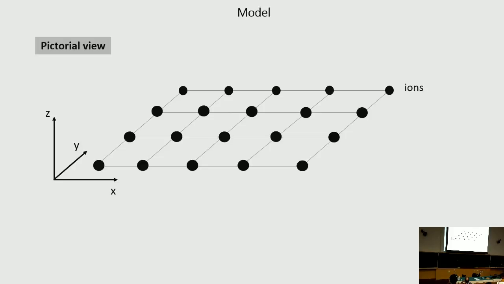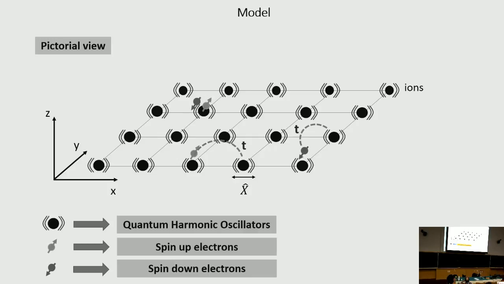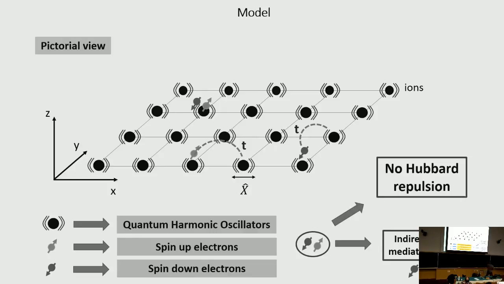We have a lattice. In this lattice we have ions, and I allow these ions to vibrate around an equilibrium point. In other words, we have quantum harmonic oscillators on each site. And I have electrons, and these electrons can hop from site to site, and these electrons can interact with the ions. But for a while, I will not include the Hubbard interaction, because this model is already too complex to analyze. But we know that because of the interaction between electron and ion, we have an indirect interaction between electrons mediated by phonons.